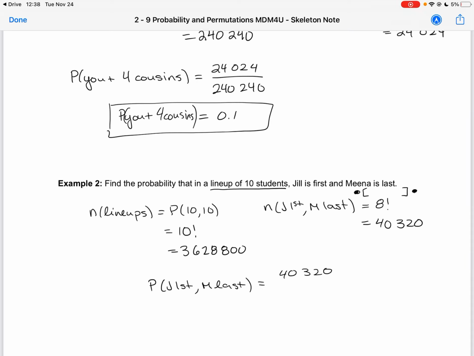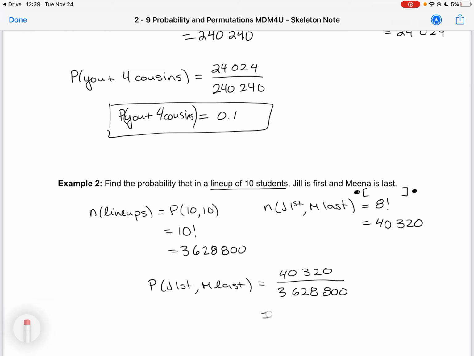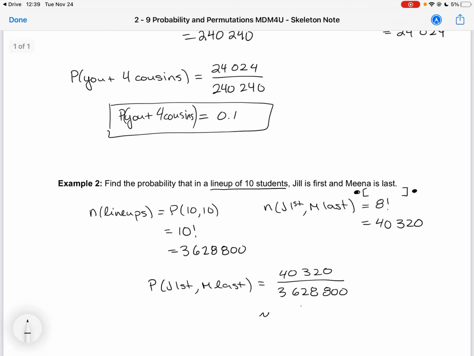And then in order to find our probability where Jill is first, Mira is last, we're going to take the number of ways that that event can happen and divide by our total possible ways that we can arrange that 10-person line. Evaluating that is going to work out to approximately 1% or 0.0111 chance that Jill is first and Mira is last.